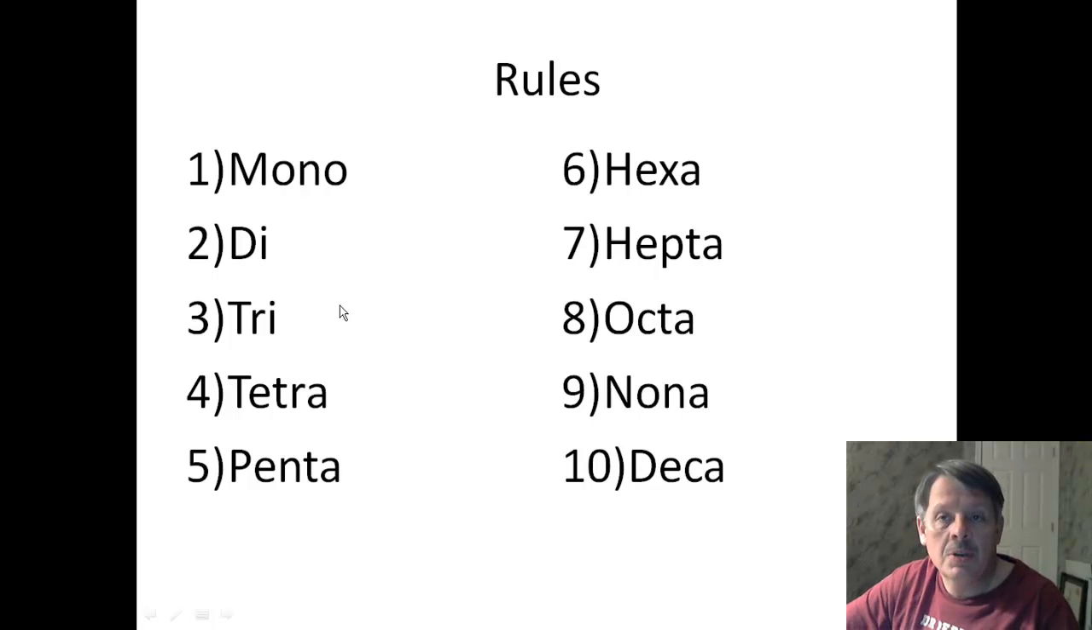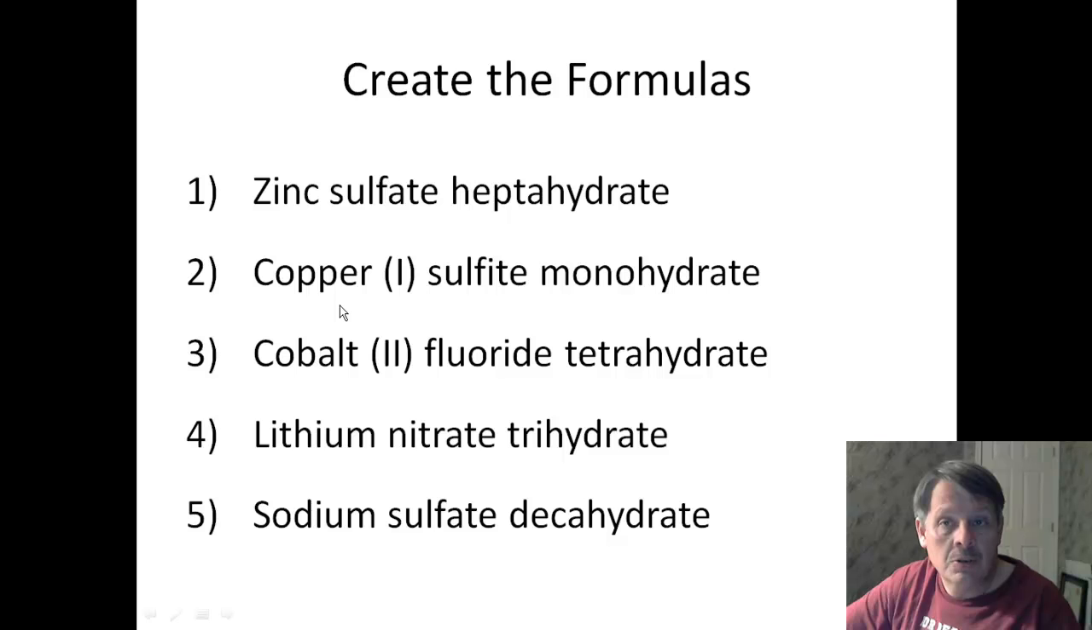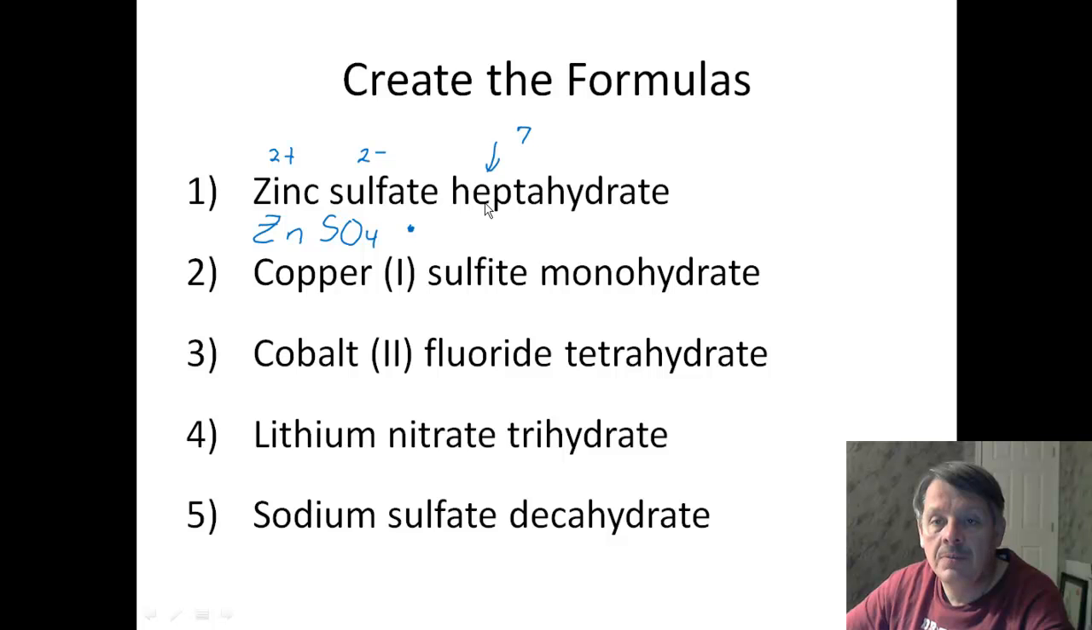So we name the first part as an ionic compound, and then we have to put in a certain number of waters. So if we look at zinc sulfate, for example, let's remember how we do zinc sulfate. Zinc is Zn, and sulfate is SO4. Zinc has a 2+ charge. Sulfate has a 2- charge. They cancel each other out. And now we have a certain number of waters, and hepta means 7. So this is 7 waters. So that is the formula for zinc sulfate heptahydrate.